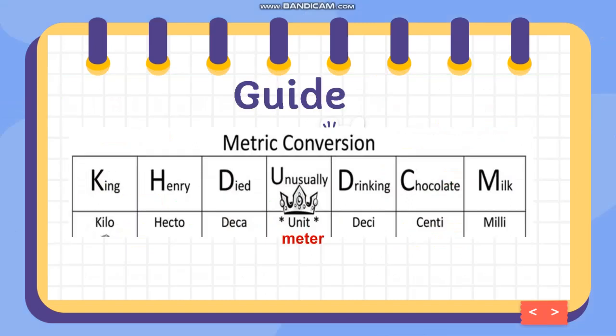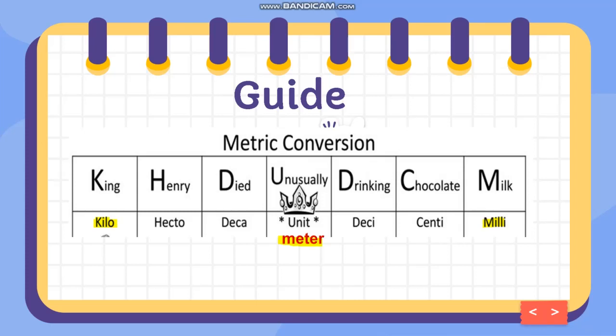Now, in order for you to find the answer easily, use this guide in metric conversion. Our unit is meter, so we can start from the higher unit. The higher unit is kilo, means kilometer. And the smaller unit is milli, means millimeter. So kilometer, hectometer, decameter, the unit is meter, decimeter, centimeter, and millimeter.